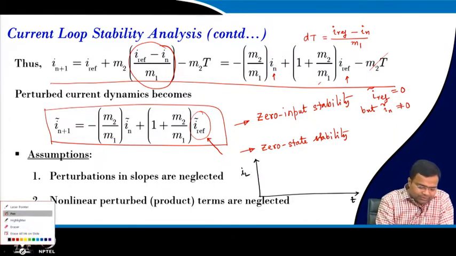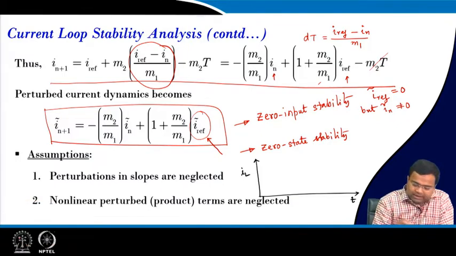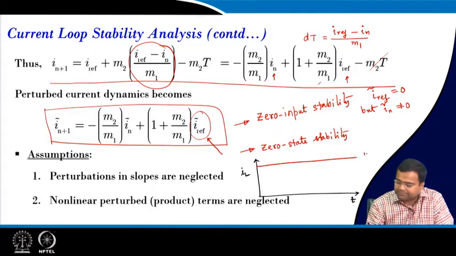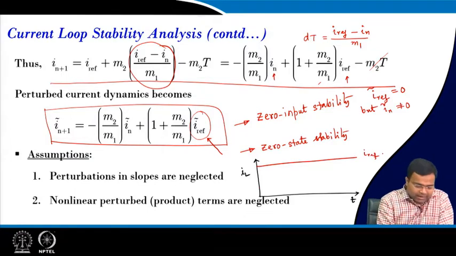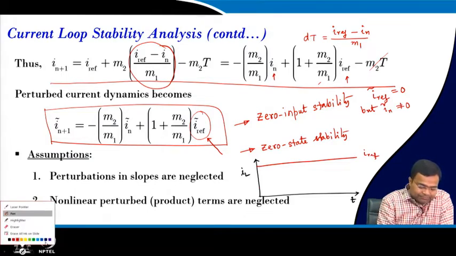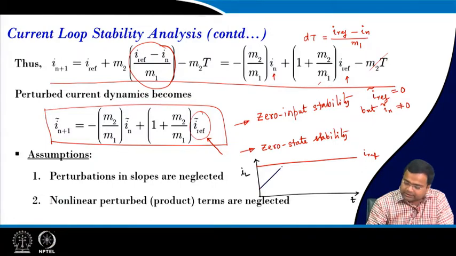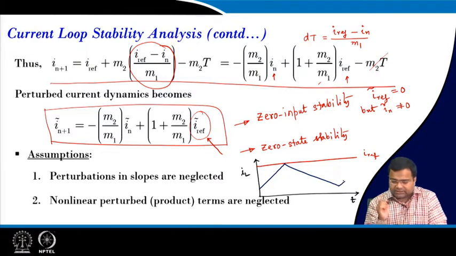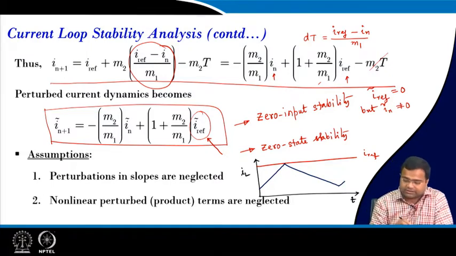If we draw the nominal current, this is my IREF, and this is my nominal inductor current, like this. Now, in the first case we are perturbing the initial condition, that means zero input stability. This is case 1 and this is case 2.